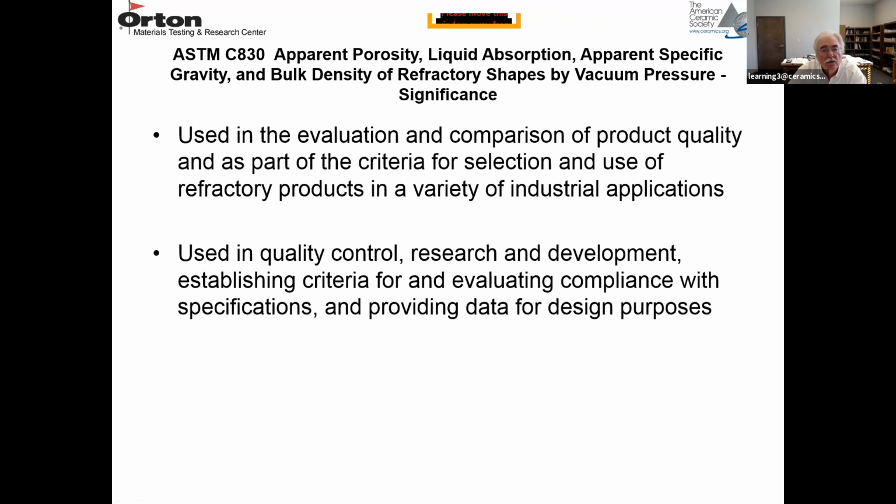So this test is used in evaluating and comparing product quality. It's part of the selection process for using refractory products. It's a great quality control test. It's also used in research and development. You can use it to evaluate compliance with specifications, to see if the material is meeting specs, and you can use it for design purposes.